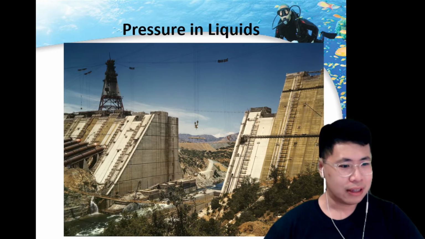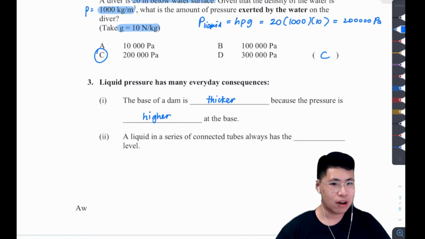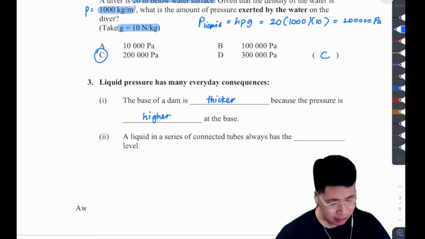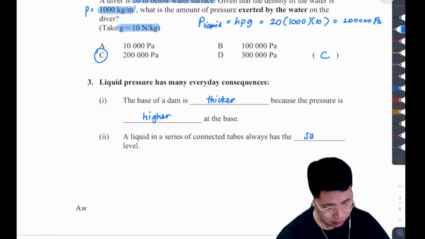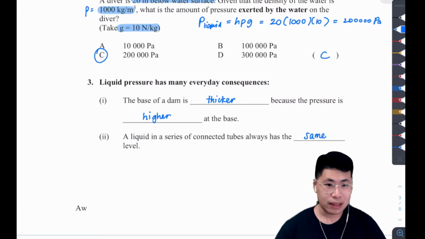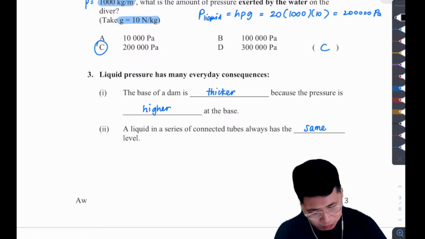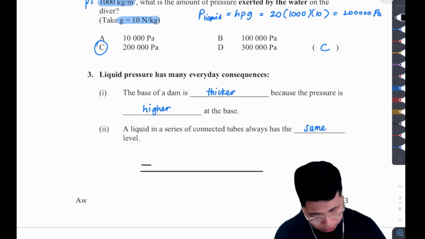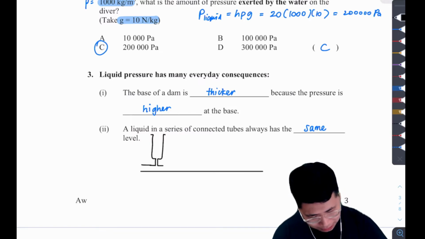Next, the second point is that the liquid in a series of connected tubes always has the same level. Let me draw a diagram of what we mean by connected tubes. For example, you have a liquid connected via a tube. The first tube is going to be a standard tube, and the second tube is going to be a slightly wacky tube.